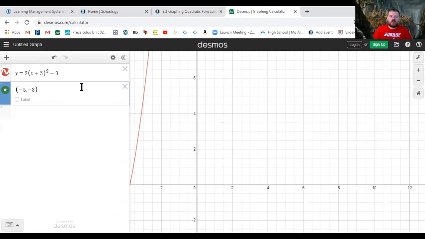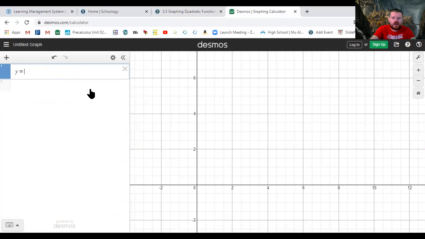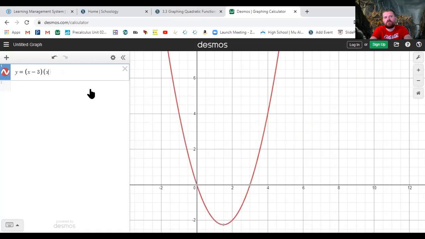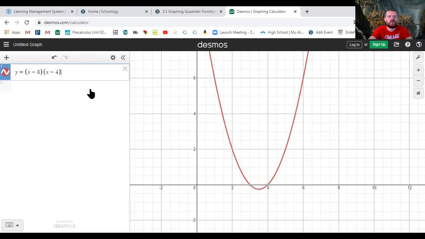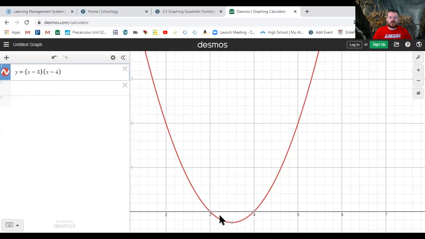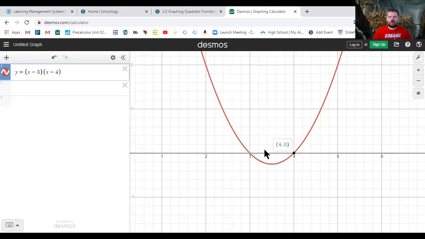Also in this section, you're asked to look at intercept form and identify the intercepts. So the easiest way to identify intercept form is when you have two sets of parentheticals. So let's say I have y equals x minus 3 times x minus 4. And again, if we're using Desmos to verify our answers, we're able to see what those points are on the graph. If we were doing this on paper, then we would need to sketch those out and then sketch the curve.